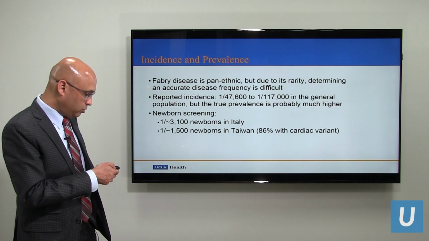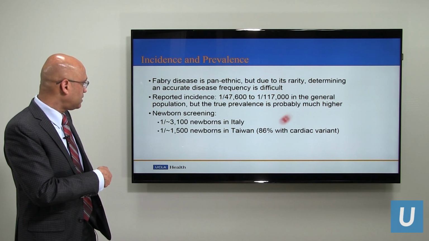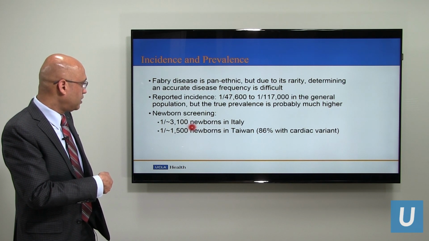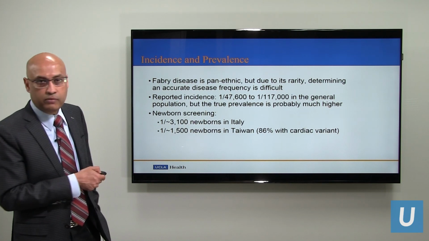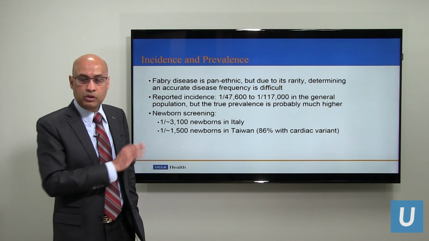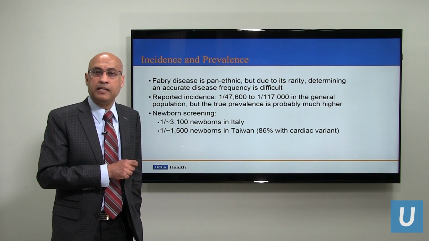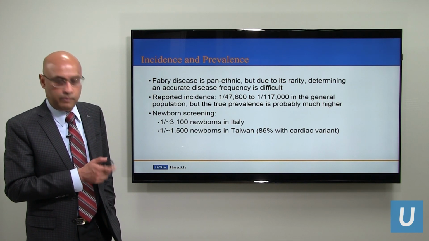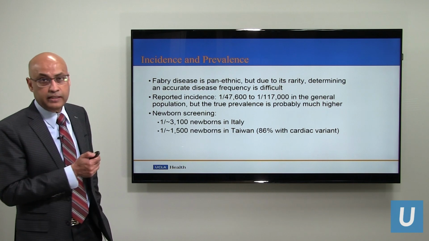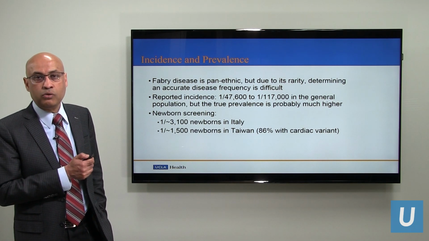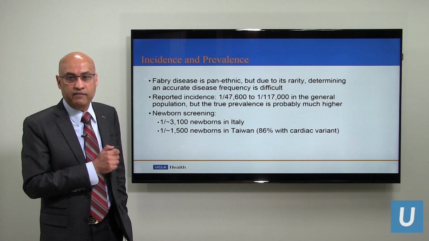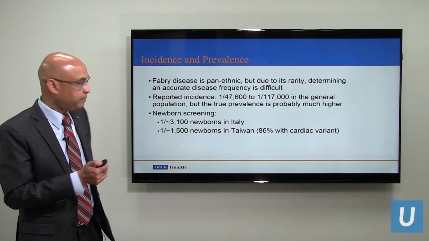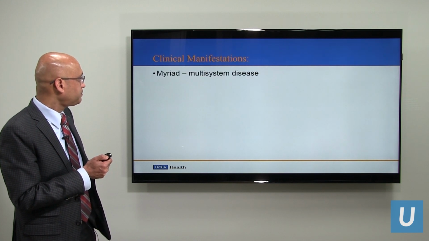There's also newborn screening that has been going on, and as you can see, it's much higher numbers, 1 in 3,000 or 1 in 1,500. So the key point from this slide is that even though Fabry is a rare disease, it's probably more common than we think it is. And if you have kidney disease and you don't have a firm diagnosis of why you have kidney disease, what's the cause of kidney disease, then Fabry should definitely be on the differential diagnosis.